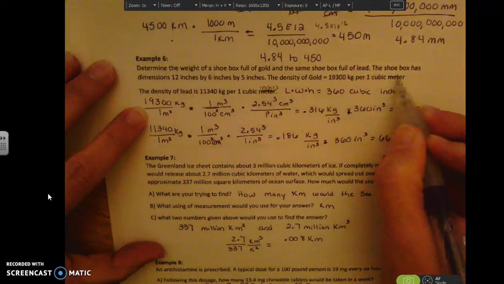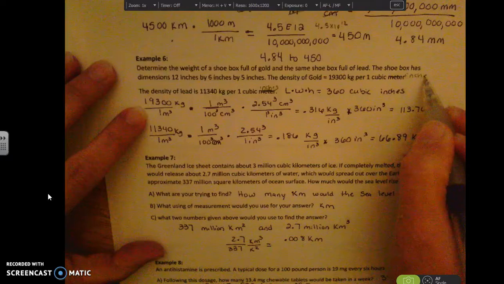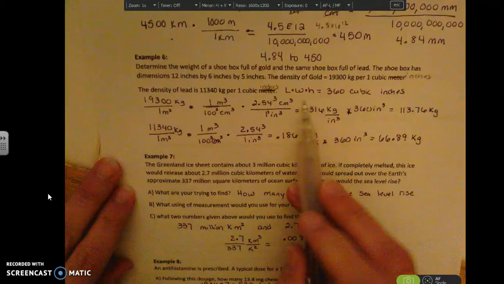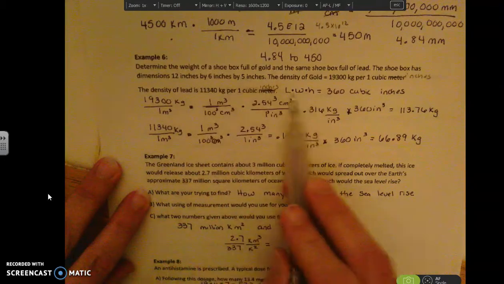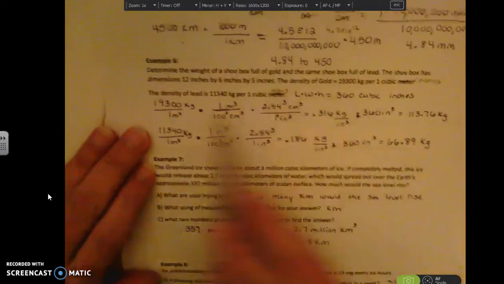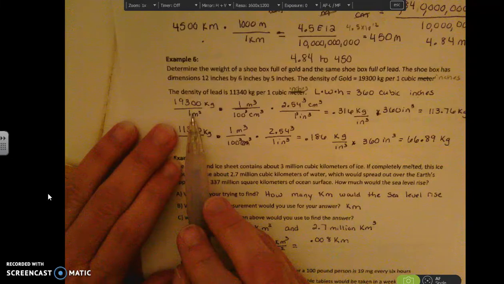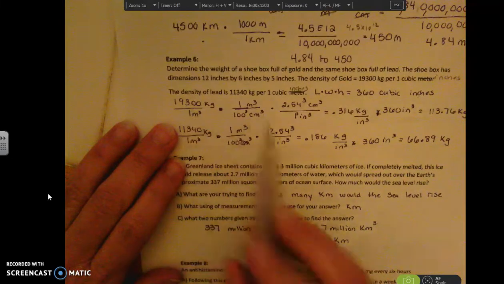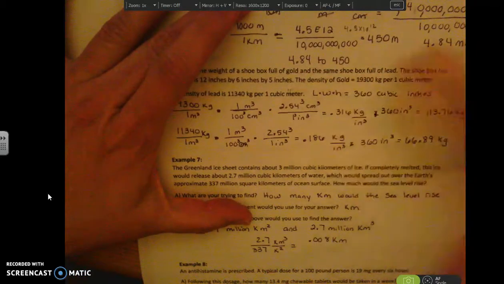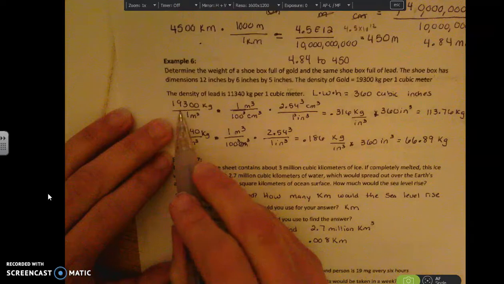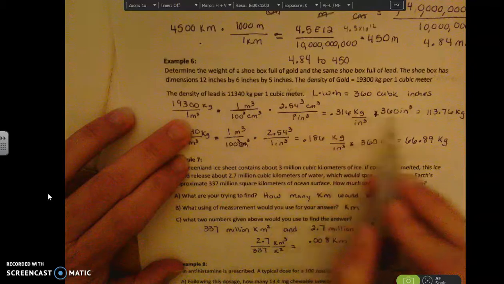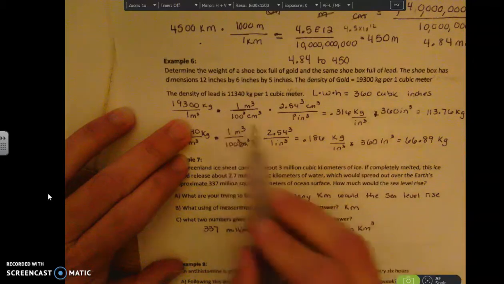Okay, so the first thing I have to do is convert my box size to cubic inches. So my box is 12 by 6 by 5, so length times width times height is 360 cubic inches. And now I'm going to take the information I have. I'm sorry, this was cubic meters and I'm converting it to cubic inches. Okay, so I'm going to take the 19,300 kilograms per cubic meter, and I need to convert that to cubic inches. So that's my first calculation.